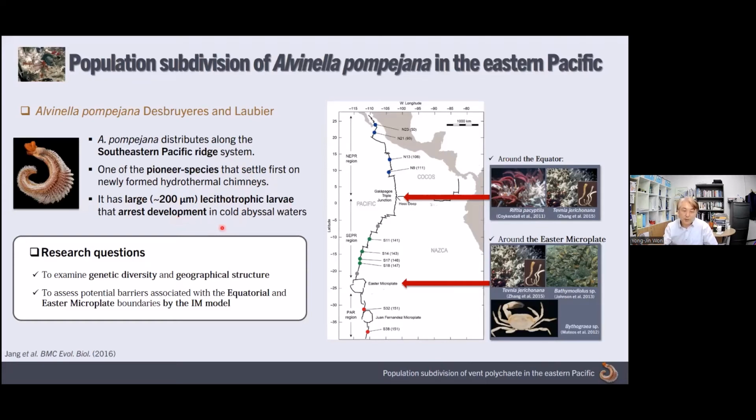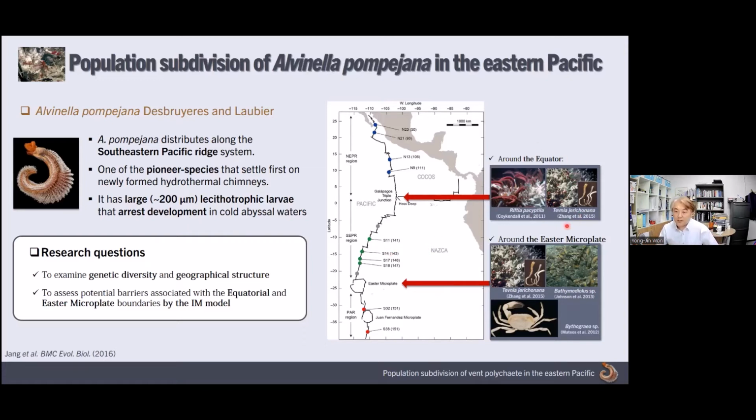When they are exposed to cold water temperature, their development arrests. Such arrest extends the larval stages, so finally these larvae could disperse very long distances. Keeping this in mind, and keeping the geologic setting around the EPR, this ridge system has two known boundaries of ridge segments where genetic differentiation exists.